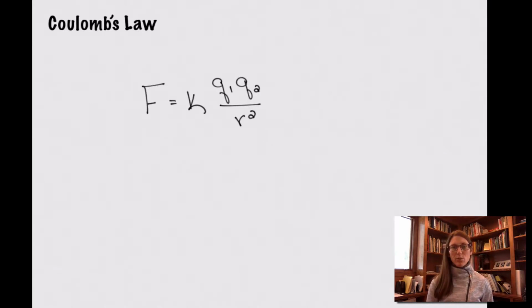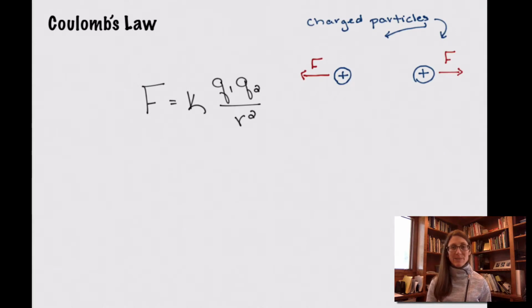The mathematical expression for Coulomb's law is F equals K Q1 Q2 over R squared. And so what we're talking about here symbolically is F is the force between two charged particles. And that force is going to be felt by both of those charged particles. If those charged particles have the same sign, so they're both positive or they're both negative, this force will be repulsive. If, on the other hand, the charges on those particles are opposite, one is positive and one is negative, that force will be attractive.